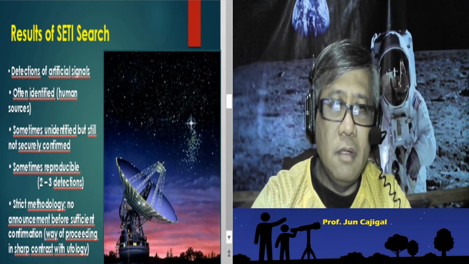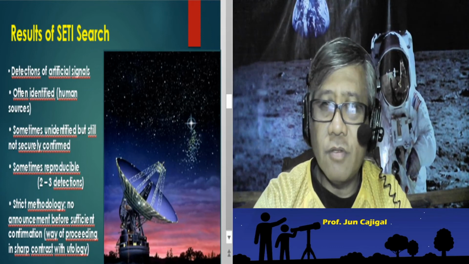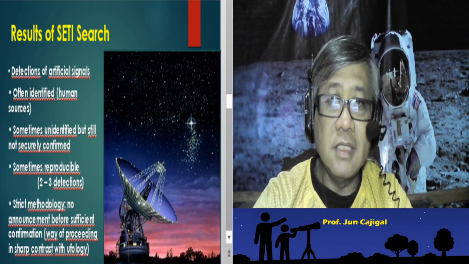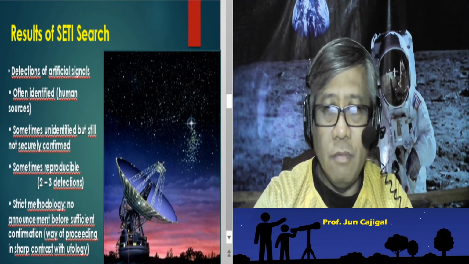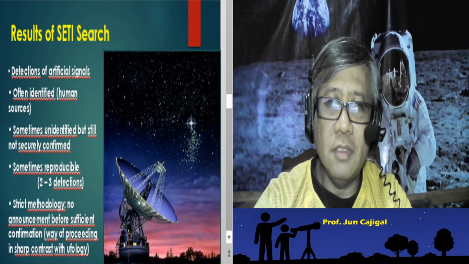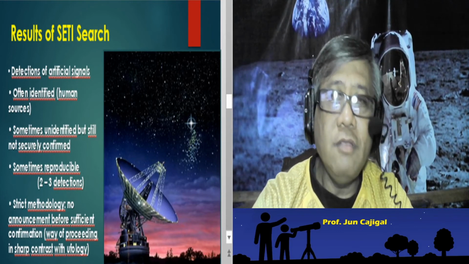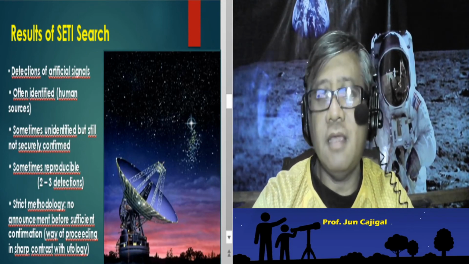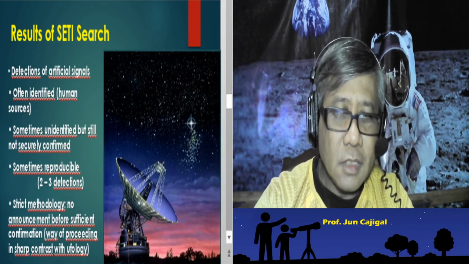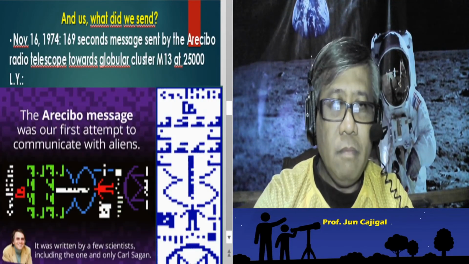So, the results of the SETI search. Unfortunately, it's still inconclusive. The signals they detected also came from us, like the ignition of cars, which is detected by the antennas. So, the search is still inconclusive, but they are still continuing to scan the sky using these huge antennas. They don't stop.